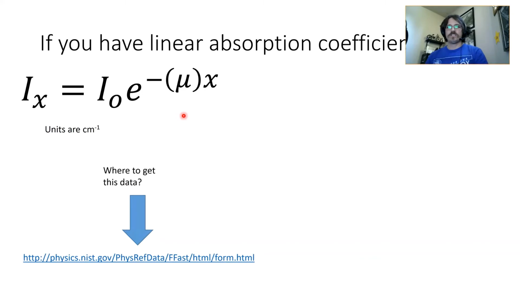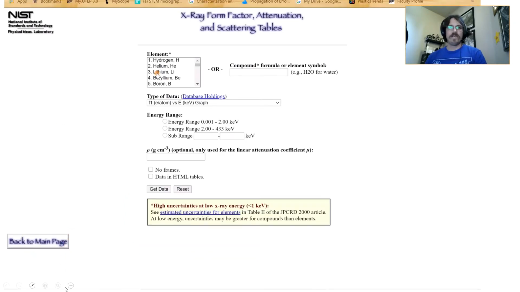And the question is, well, where do I get this data? Because sometimes this data is actually hard to find. NIST, the National Institute of Standards and Technology, has made this great database. And I'm going to show you kind of an example of me using it.